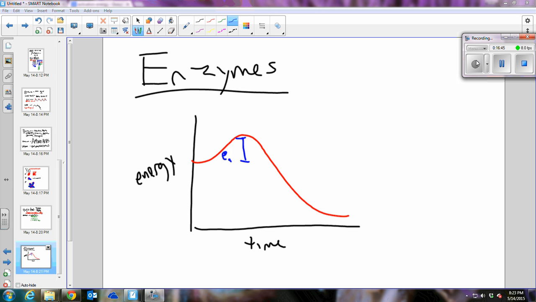Well, what enzymes do is they actually lower that energy. So if I were to draw the same line, let's say I add an enzyme to this reaction that causes it to work better, that same reaction might occur with a lot less energy needed.